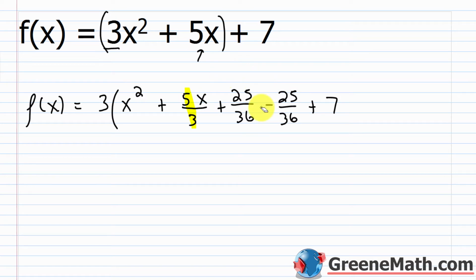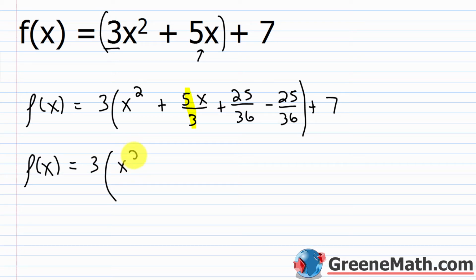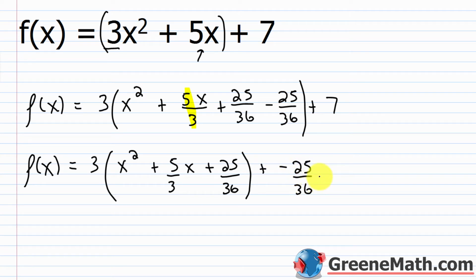So what I usually do is I'll expand my parentheses out here, and then I'll do another step. So I'll do f of x is equal to 3 times the quantity. So I'll tighten my parentheses down. I'll say x squared plus 5/3 x plus 25 over 36. I'll close my parentheses there, but this allows me to remember that 3 is going to be multiplied by this. So I'll put plus negative 25 over 36 multiplied by 3. Now I have added and subtracted the same value to that right side of the equation. So I'm good to go.